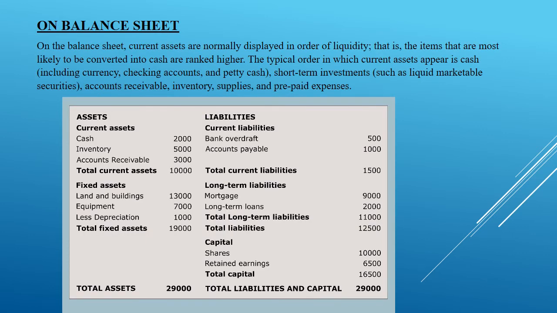On the balance sheet, the current assets are normally displayed in order of liquidity. That is, the items that are most likely to be converted into cash are ranked higher. The typical order in which current assets appear is cash, including currency, checking accounts, and petty cash, and short-term investments such as liquidable marketable securities, accounts receivable, inventory, supplies, and prepaid expenses.